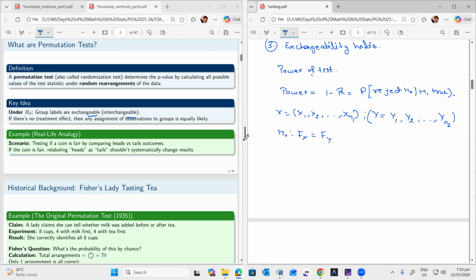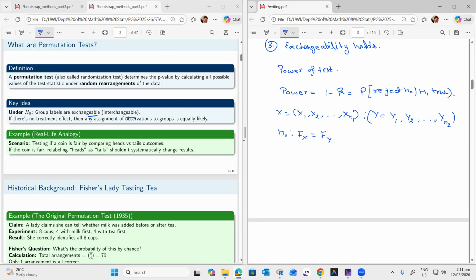So the null hypothesis here is that the groups are exchangeable. The interpretation of this null hypothesis is that if the treatment has no effect, then each observation, or each subject under the study, would be the same regardless of which group they are assigned to. It doesn't matter which group they are coming from, they are the same.